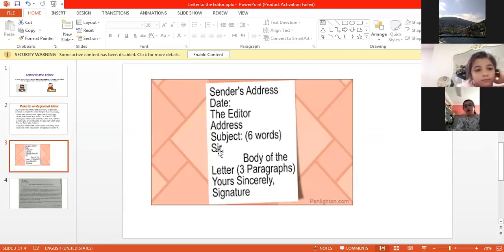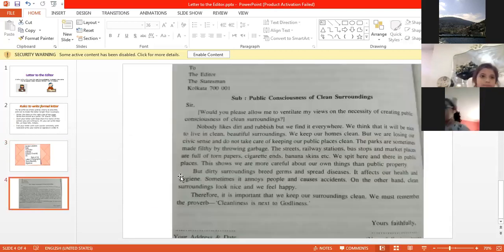Then sir or dear sir, then the body of the letter, then yours sincerely, with love. You can choose any of these: yours, comma, or you can write sincerely, comma, or you can write with love, comma, and then write your signature or your name. Now, this is an example of a friendly letter.